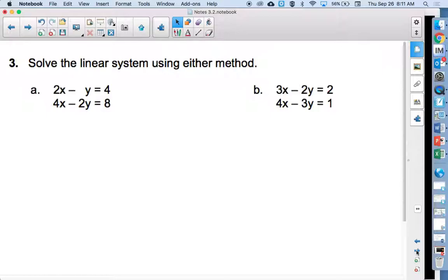So if you look at number 3, A, we have 2x minus y equals 8. And then we have 4x minus 2y equals 8. So again, I'm going to try and use both methods here. We just did a couple with elimination. So I would say let's try substitution because this has a coefficient of a negative 1 in front.